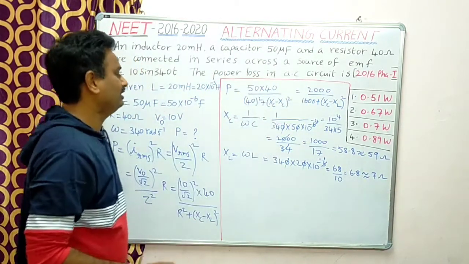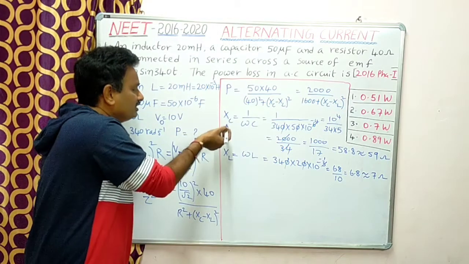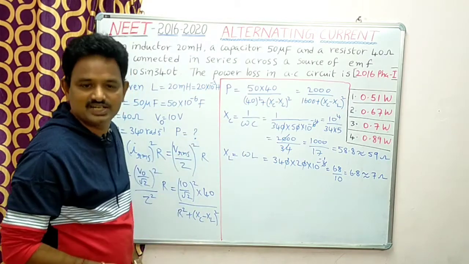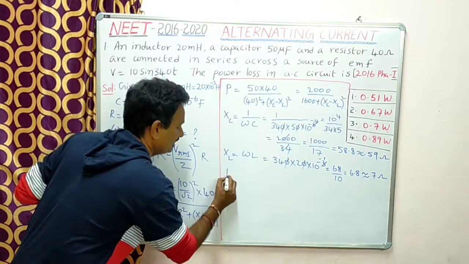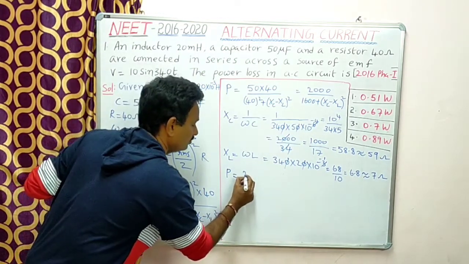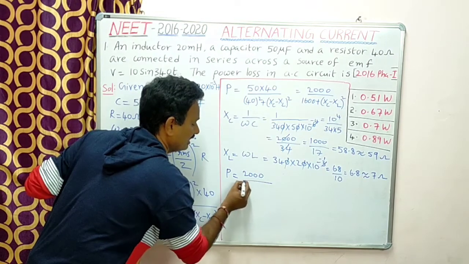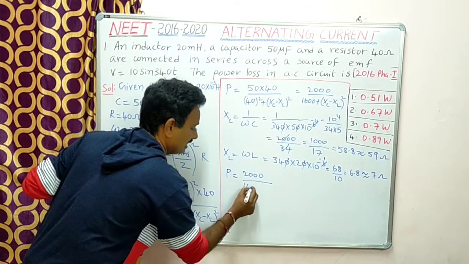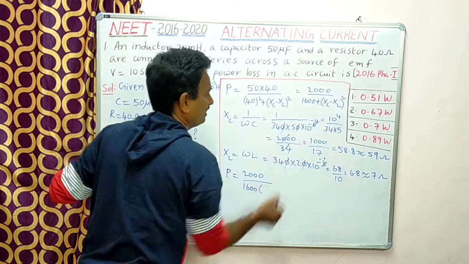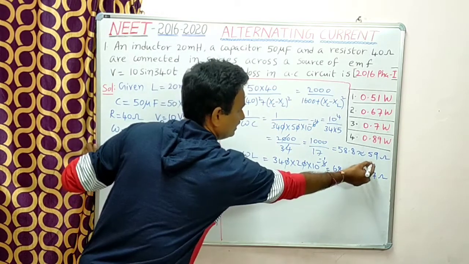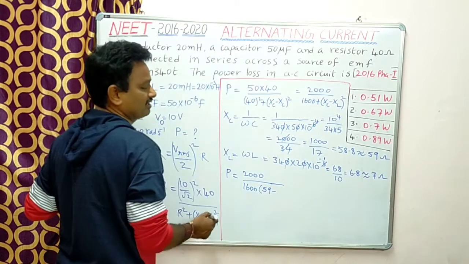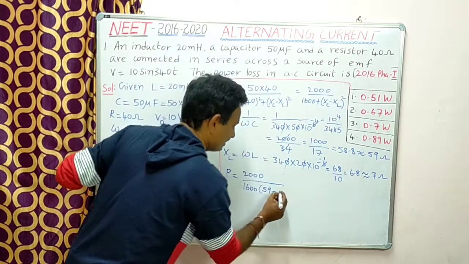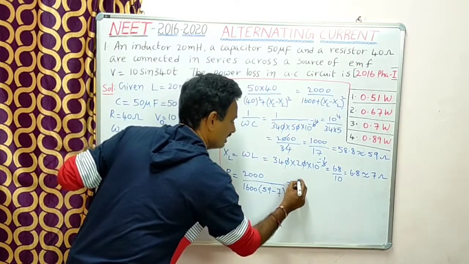Now I will substitute this capacitive reactance and this inductive reactance in the above equation. Then I will get P is equal to 2000 by 1600. In the place of XC, I will write 59, minus, in the place of XL, I will write 7. Okay, then what I will get?